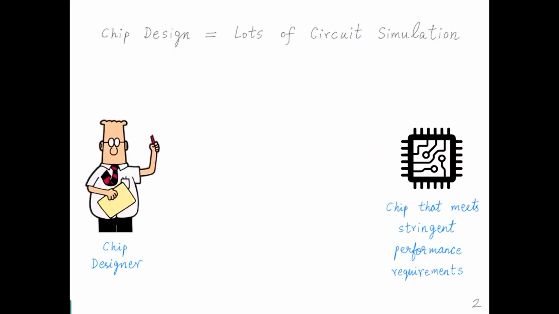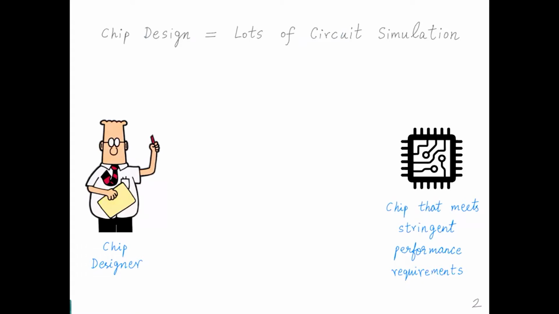So let me start with the problem. There's a chip designer represented by Dilbert here. And the chip designer wants to design a chip that meets some very stringent performance requirements.